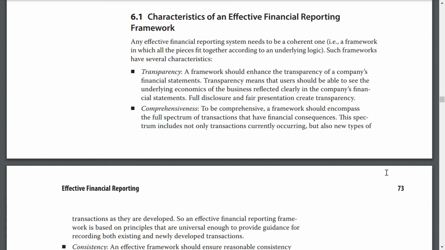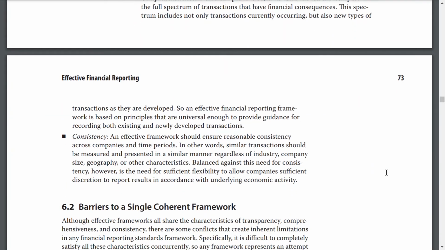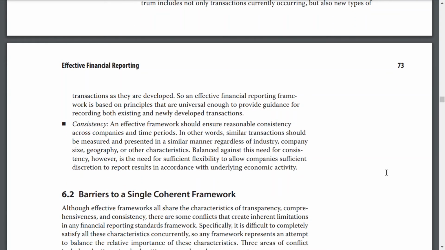So an effective financial reporting framework is based on principles that are universal enough to provide guidance for recording both existing and newly developed transactions. Consistency. An effective framework should ensure reasonable consistency across companies and time periods.